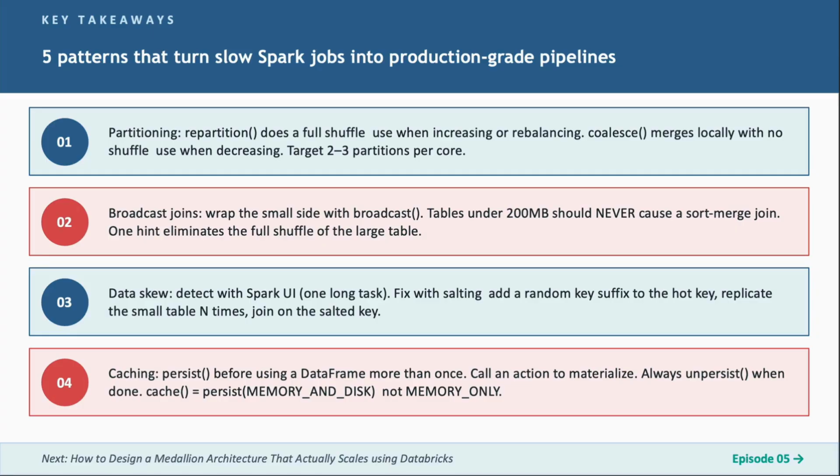3. Data skew: detect it with the Spark UI. Add a random key suffix to the hot key. Replicate the small table n times, join on the salted key. 4. Caching: persist before using a DataFrame more than once, call count to materialize, always unpersist when done. Cache equals persist memory and disk, not memory only.